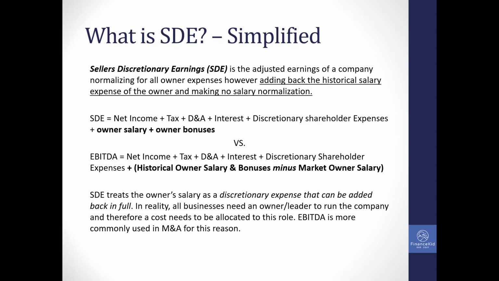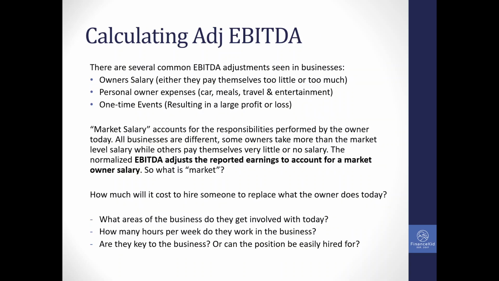Okay, so now, just going back here, now we understand what EBITDA is. I'm taking my earnings before interest, tax, depreciation, and amortization. I'm backing out the discretionary expenses that an owner may carry in the business, like personal expenses, one-time events, and then I'm also normalizing for the owner's salary. So the owner's salary may be a lot, it may be a little. What I want to do is add that back in full and then back out a market salary cost, which is the cost to replace the owner.